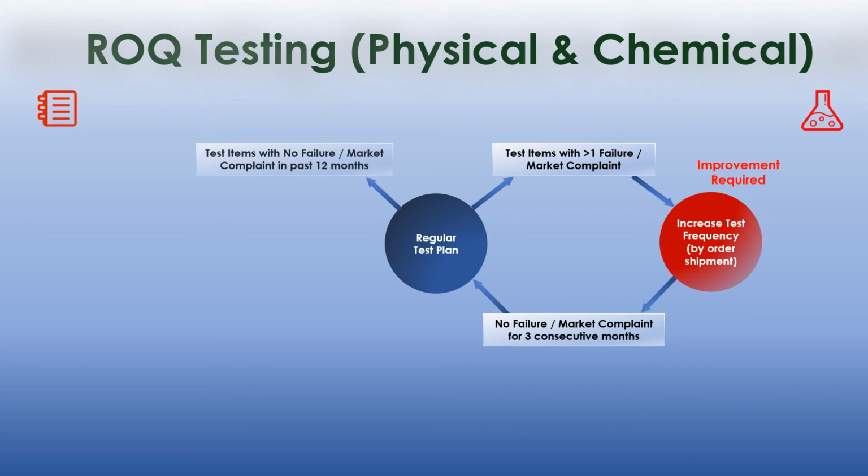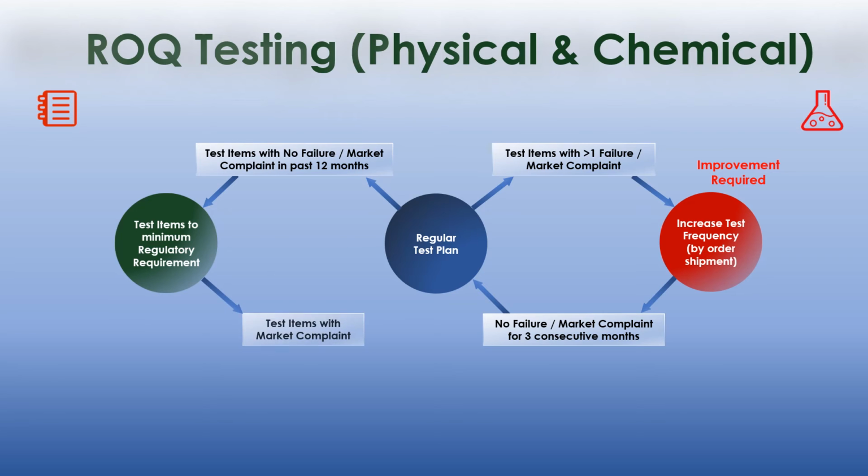Test items that have no failures for 12 consecutive months will only be tested to the minimum regulatory requirements. From this point forward, cost reduction benefits can be realized from non-regulatory physical test requirements and for repeat models or styles. Once again, in an event of a regulatory or market complaint thereafter, increased testing frequency will be applied to the specific test item affected on the specific product and supplier concerned.